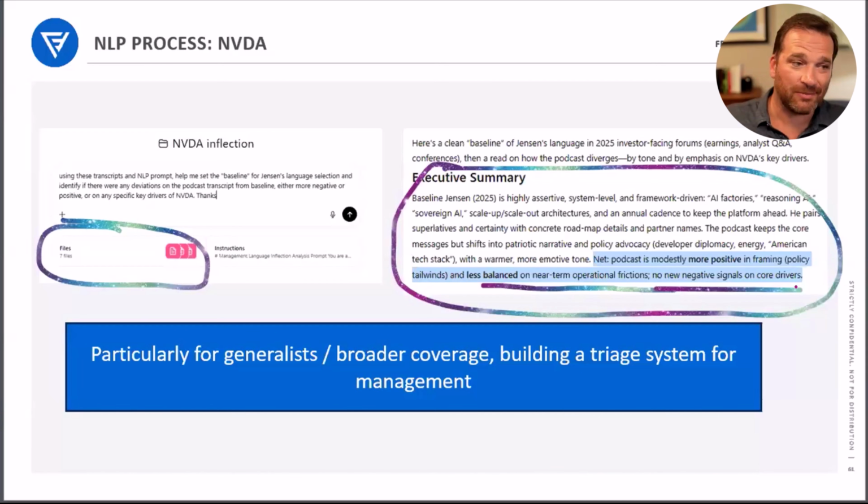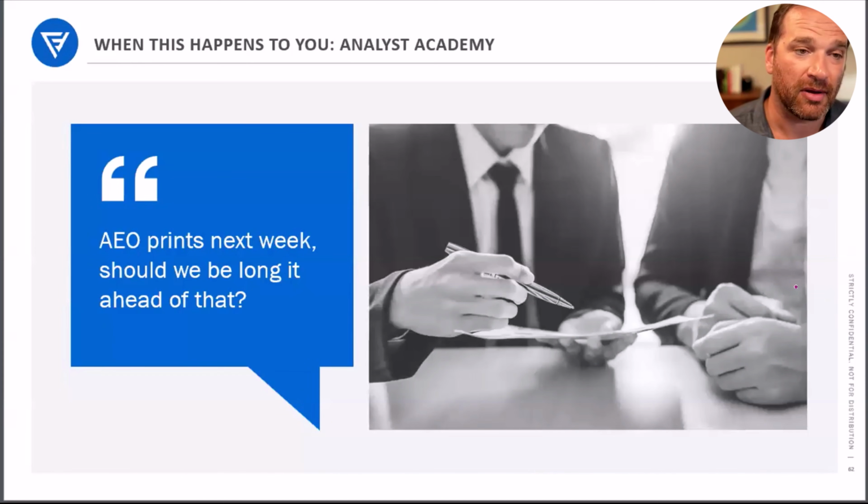All right, great. If I'm a TMT portfolio manager trying to stay on top of 300 names, ton of news flow, I'm constantly in triage mode. This could allow me to get that checkbox. Is it going to be perfect? No, but I don't have the ability to listen to every podcast, every management meeting across my space, particularly for generalists or broader coverage. Building a triage system for management meetings is really important.